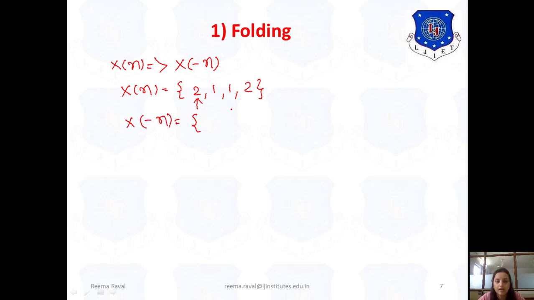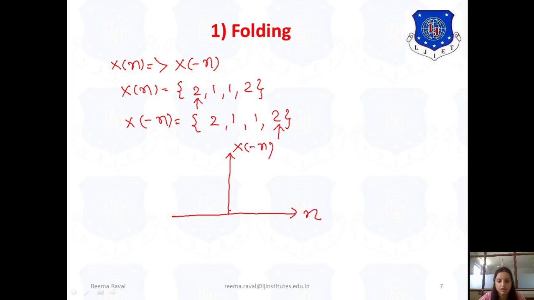So I will denote it as 2, 1, 1, 2. But now the arrow will be at the last position. That means it will be like this. So this is the difference between the original signal and the folded sequence, right? So if I want to plot the signal, it will be exactly opposite to that of the given signal, right? So this graph will be like this.